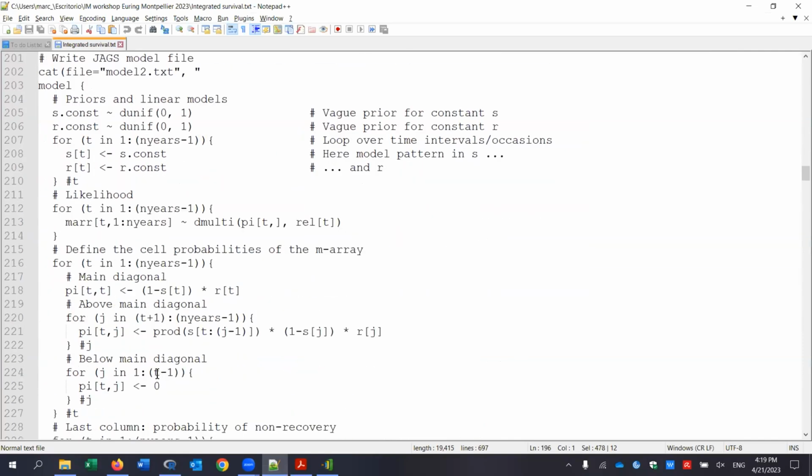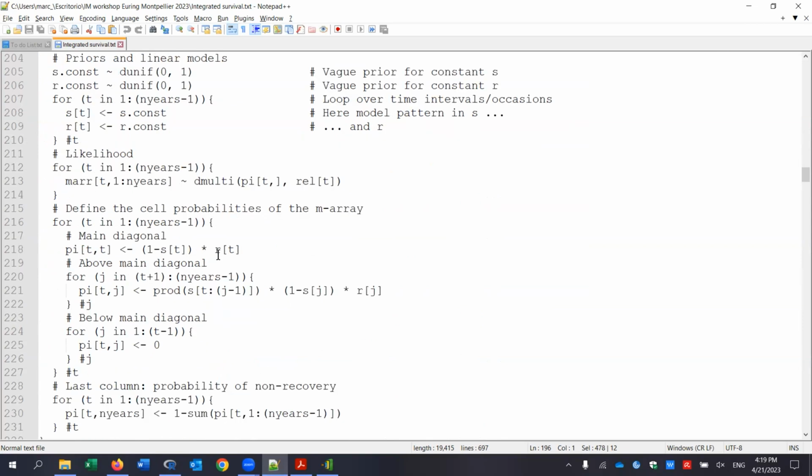Now let's look at the model. This is very similarly structured to the model that we have seen before. The key part here is again the multinomial likelihood, the M-array, P are the cell probabilities, and the number of released individuals, so that looks very much the same. The difference here is that the cell probabilities have a different structure than in the slide before.